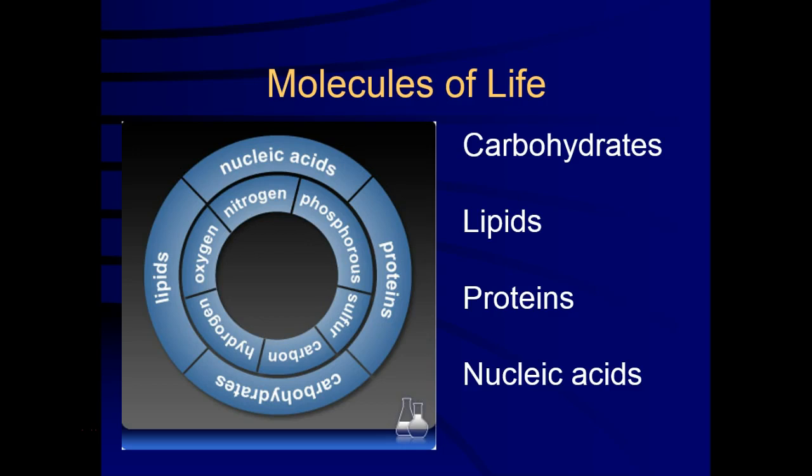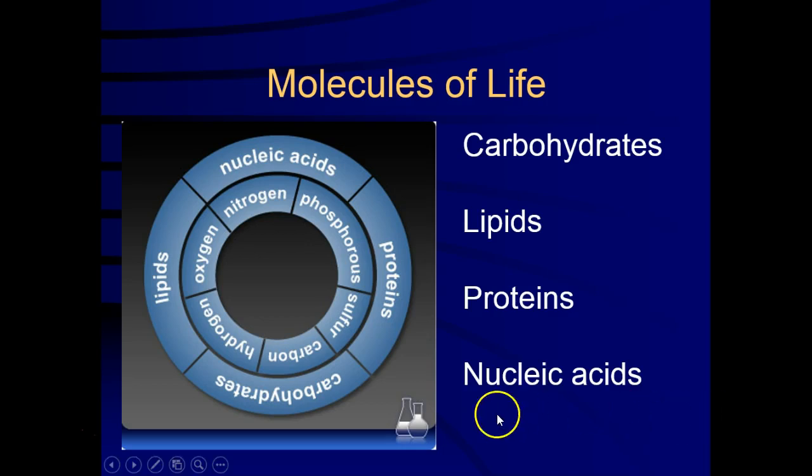Of course, proteins, which are built from amino acids. And finally, a group called the nucleic acids, which include things like DNA, and RNA, and ATP. All these are major biological molecules, and they're all classified as what we say is an organic molecule.